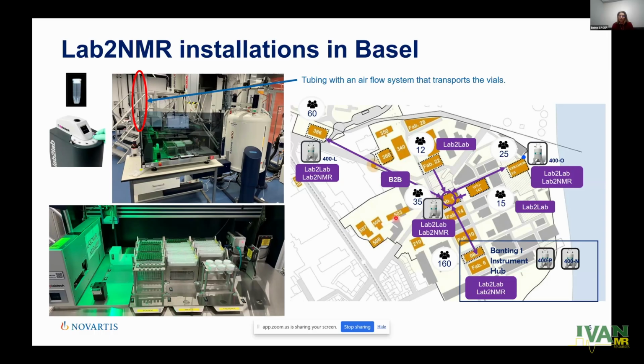So here we have a lab-to-lab and building-to-building system in order to win time and to have a better distribution of the measurements on the different spectrometers. Because you can imagine you have a 400 megahertz spectrometer with a cryo, but only 25 chemists. So this will not be very used by only these 25 if we don't have the lab-to-lab system. Then the distribution is better with the lab-to-lab system.